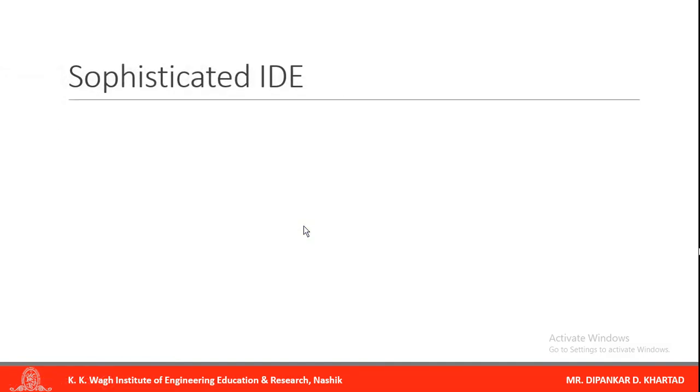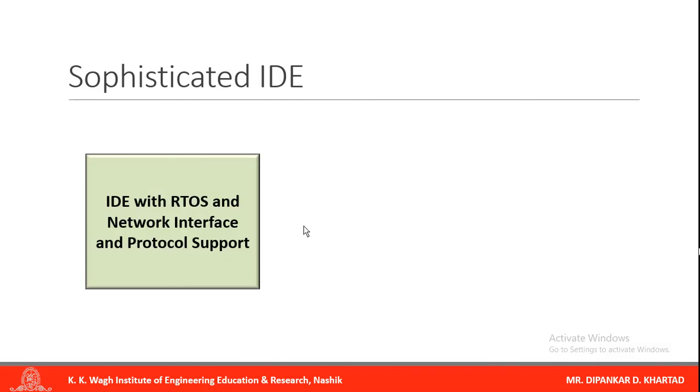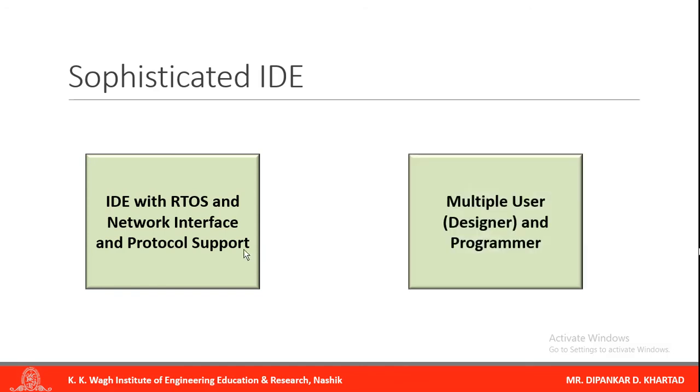Now let's have a look at how a sophisticated IDE looks. An IDE with RTOS and network interfacing and protocol support. That IDE will have support for a network interface, that is RJ45 connections, or that IDE can access the internet, and protocol support will be there, that is RS-232, CAN bus. All these things are included in the IDE, and multi-user designer and programmer.